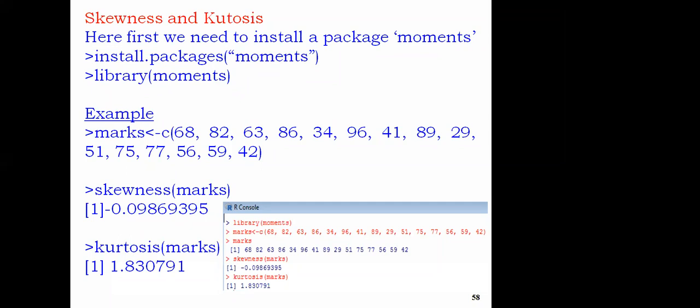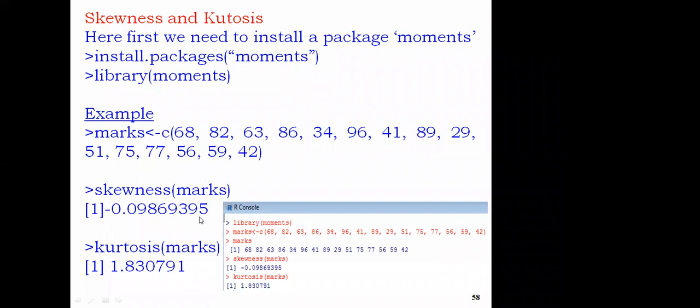So for skewness and kurtosis, what do we have to do first? First, we need to install a package, moments. Install the package, within the bracket you write moments. Then you type library moments. The procedure is the same. Okay, to find out the skewness and kurtosis. After loading this, you are able to find out the values of skewness and kurtosis.